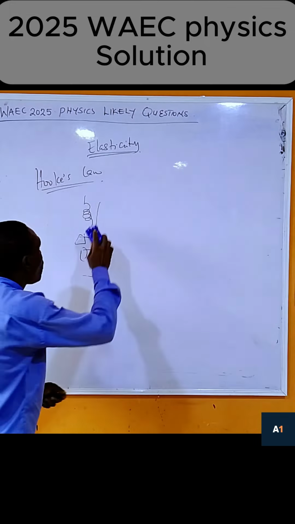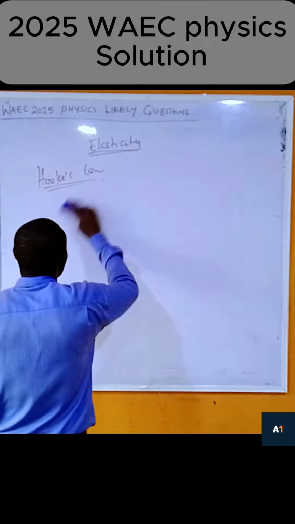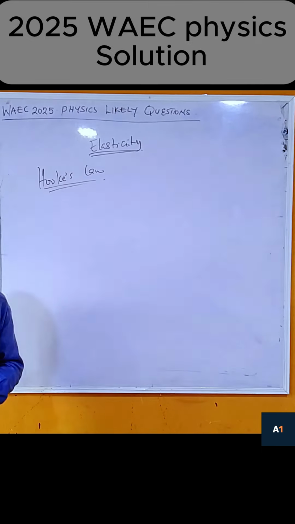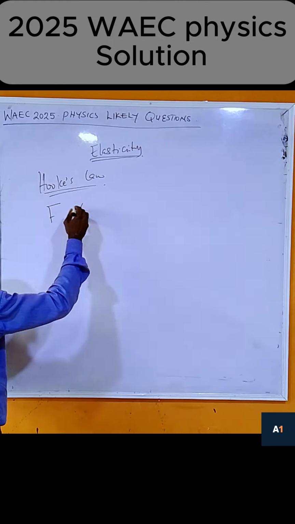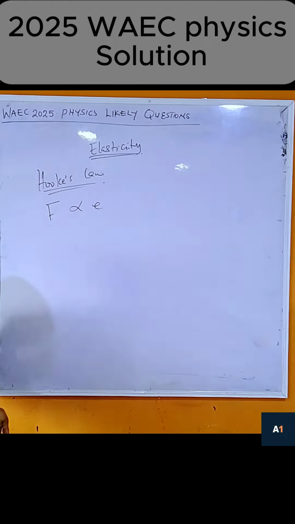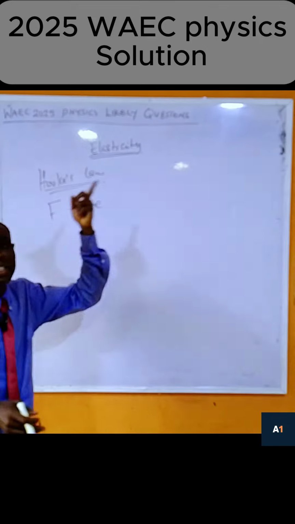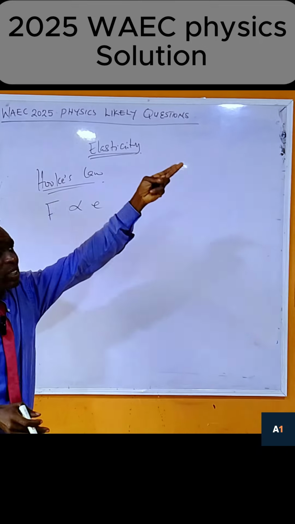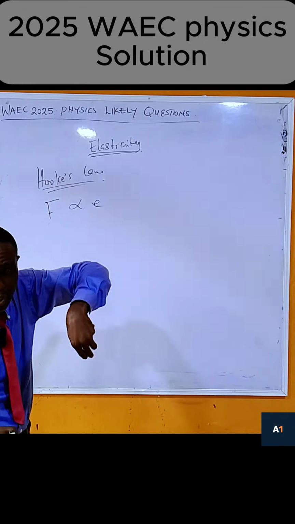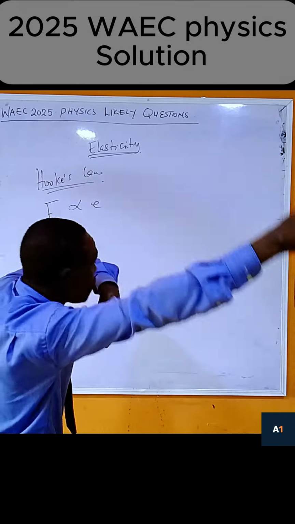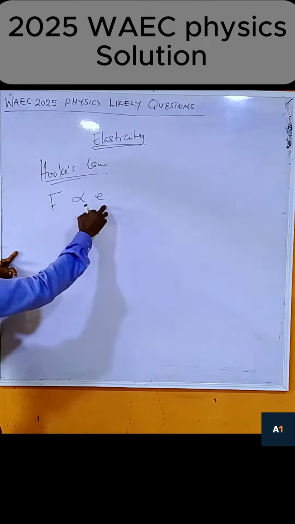Now, according to Hooke's law, let me now state this law. Hooke's law says force is proportional to the extension. I want to derive the formula. See, the force is proportional to the extension, because Hooke's law says that when a spring is attached at one end and a force is applied to the other end, the extension is proportional to the force, which means the force is proportional to the extension.